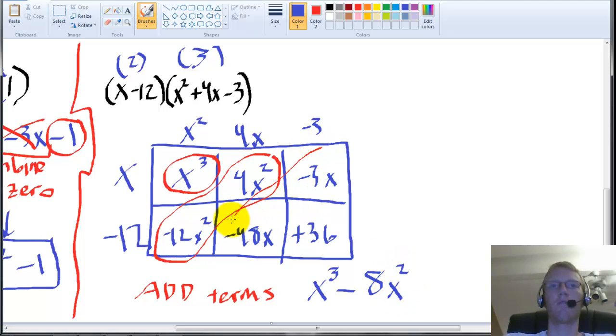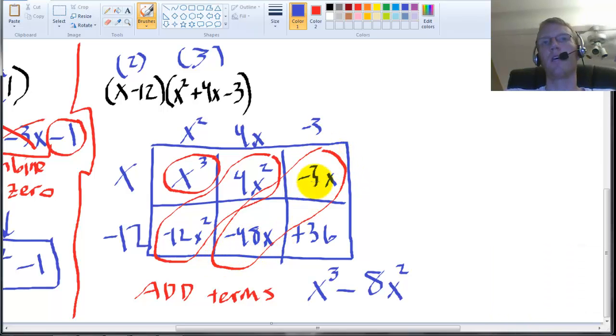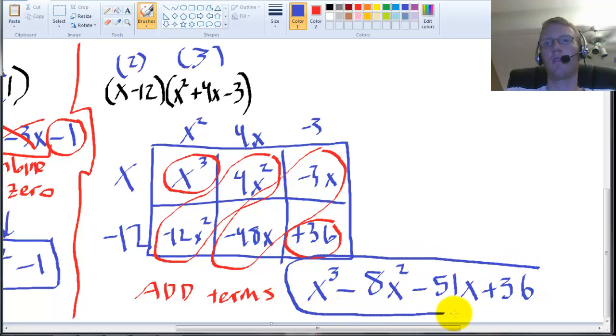When I go on to x to the first power, again I have 2 terms that can combine. Negative 48 and negative 3 combine to give me negative 51, and it's quantity x. And finally, 36 is all by itself, so plus 36. And there's my final answer.